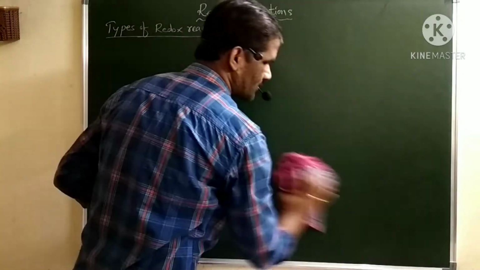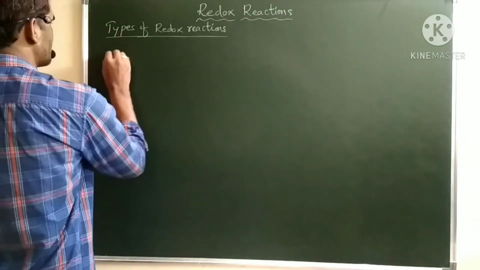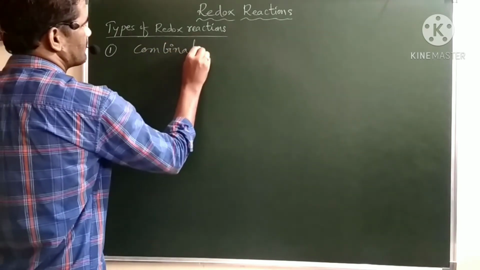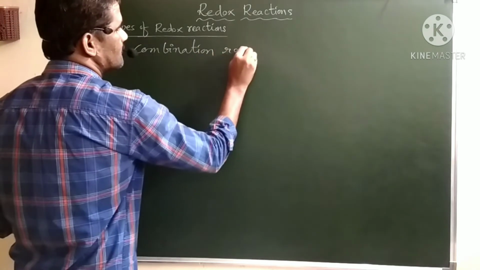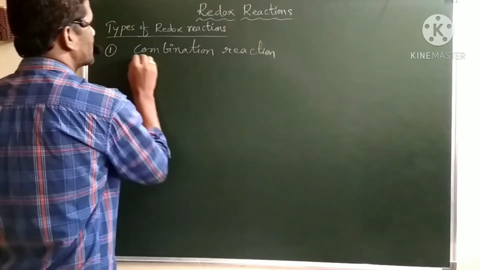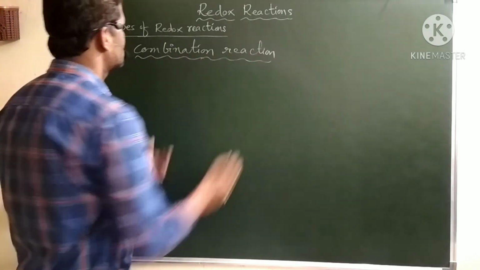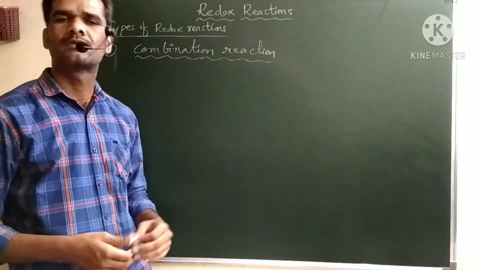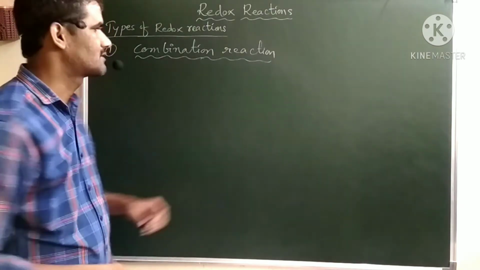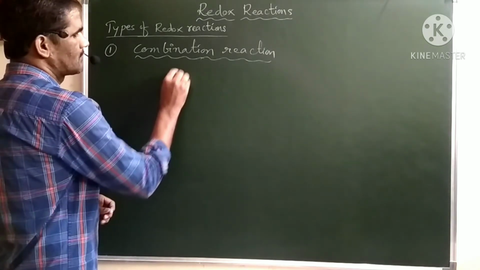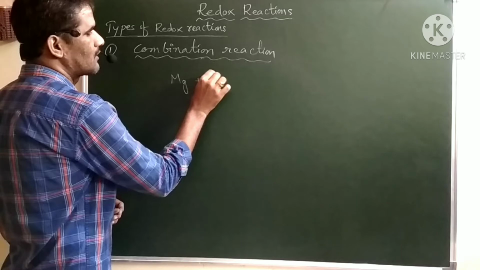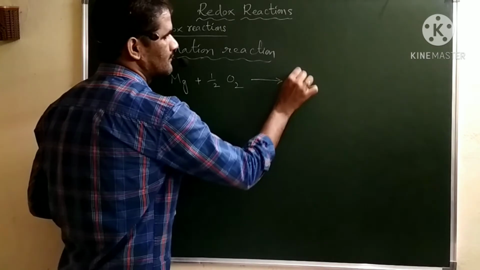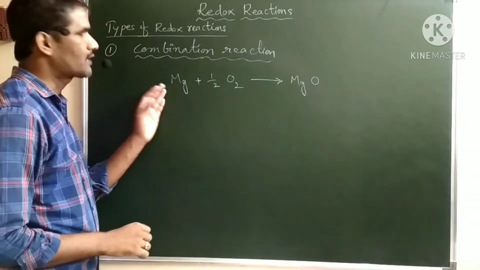The first type of redox reaction is the combination reaction. The word itself gives the meaning. Combination means just combining two substances or two reactants. Some examples of combination reactions: let me take magnesium. If we treat it with oxygen, we will get magnesium oxide. And this is a combination reaction.